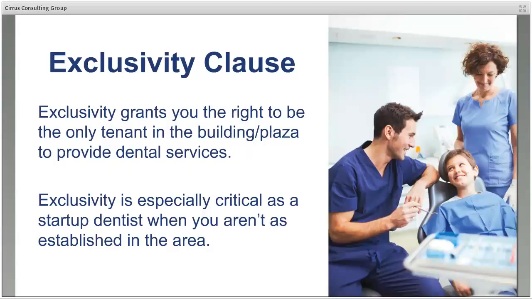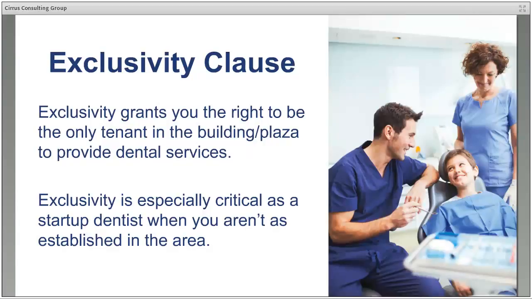For those of you who, for example, are general dentists, but you're providing orthodontics, Invisalign, or oral surgery, for example, it's important that we have exclusivity protection in the lease agreement over general dentistry, but also over all subspecialties of dentistry. Certainly, those subspecialties you seek a lot of production from.